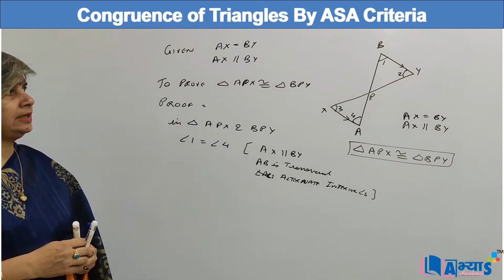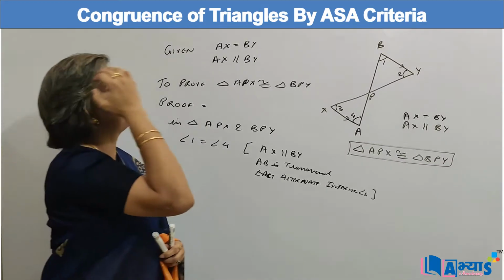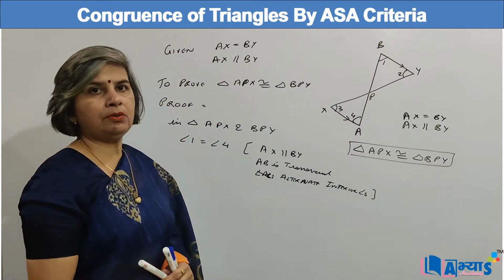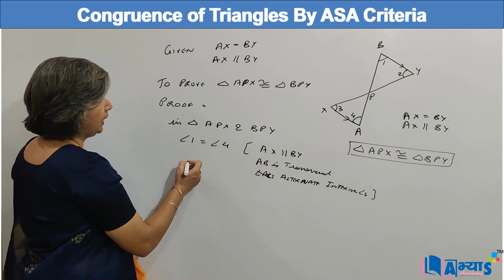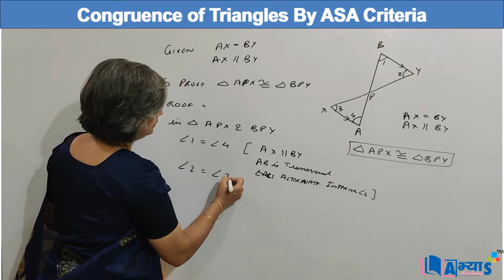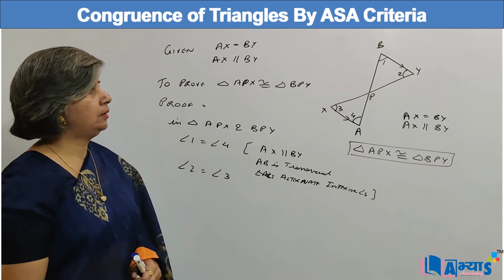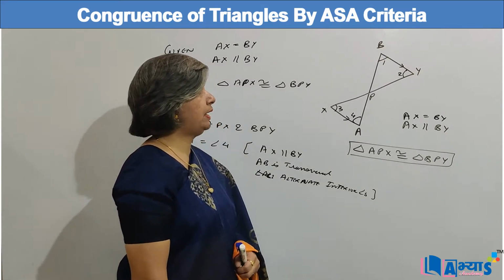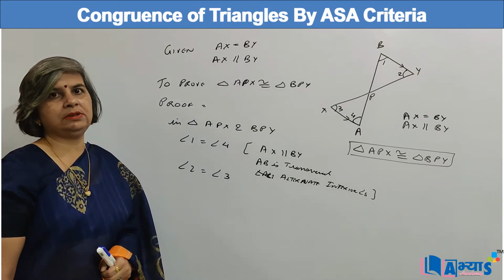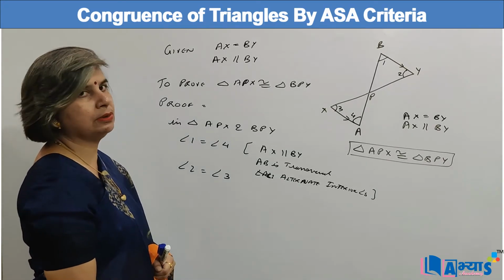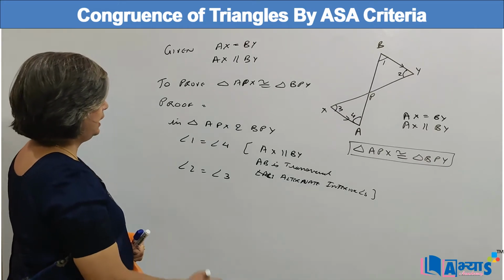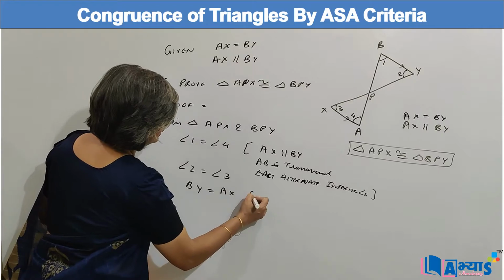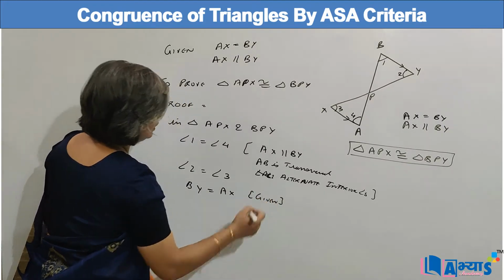Now as AX and BY are parallel lines and AB is the transversal cutting them, angle 1 is equal to angle 4 because they are alternate interior angles. Similarly, angle 2 is equal to angle 3. Again, BY is parallel to AX and XY is the transversal cutting them, so angle 2 is equal to angle 3. They are alternate angles, and we know that BY is equal to AX. This has been given.